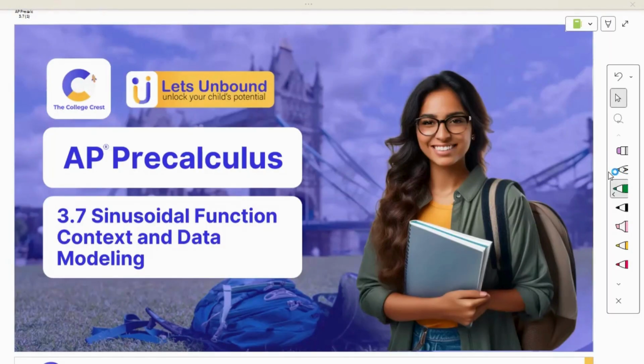So I'm here today with episode 7 of this playlist, sinusoidal function context and data modeling. This is about real world applications. Some real life context will be given, and we're going to solve and model problems related to sine and cosine functions. Right, so let's get started. Be ready with pen and paper.